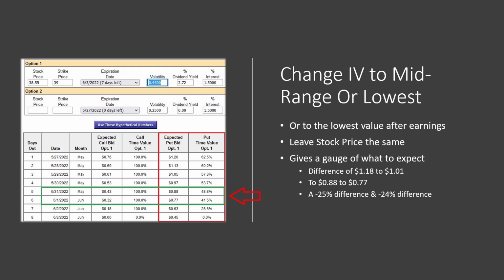On May 31st, instead of a value of 118, we have a value of 88 cents due to the decrease in implied volatility. And on June 1st, after maybe everything settled down, instead of having a value of 101, we'd expect a value of 77 cents on the position. That's a 25 to 24% difference in expected price, respectively, on the 2 days following the earnings event.